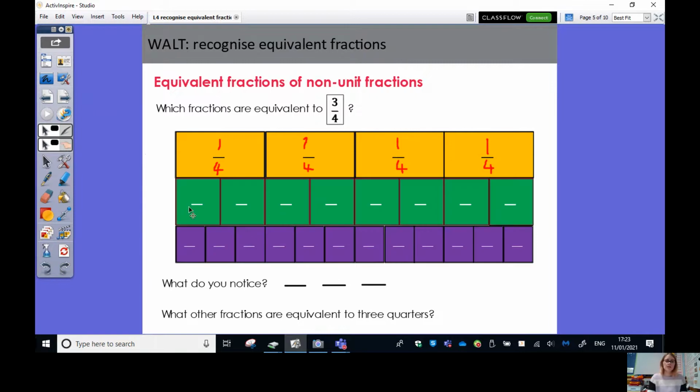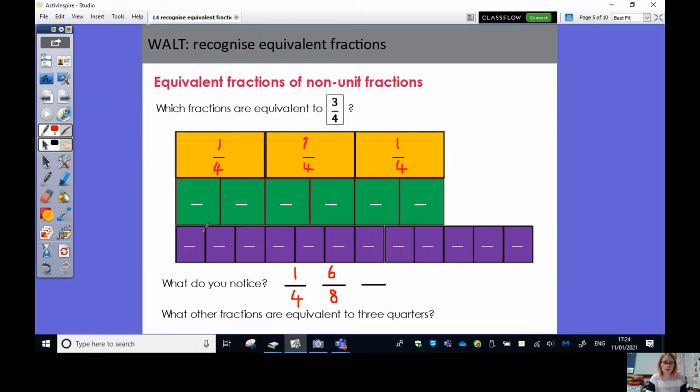Right, I'm going to remove that one. So we need to see what is equivalent now. So I have 1, 2, 3, 4, 5, 6, 7, 8. So each one there is representing an eighth. So I've got 1, 2, 3, 4, 5, 6 that are in line with 3/4. So I'm just going to remove that quarter because I don't need that at the moment, because I'm just looking at what's in line with 3/4. Same for my eighths. So I have 1, 2, 3, 4, 5, 6 eighths. So 3/4 is equal to 6 eighths.